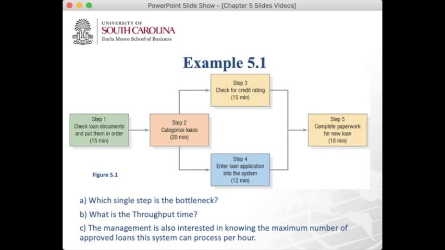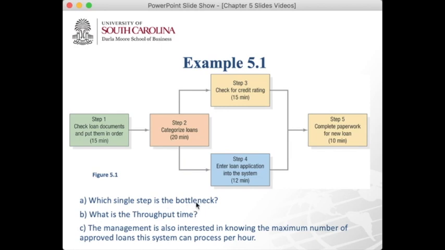So in this example, you have step one, check loan document. Step two, categorize loans. Steps three and four are done at the same time: check credit and enter application into system. And then step five, which is complete the paperwork. And what the problem wants is to understand what single step is the bottleneck.